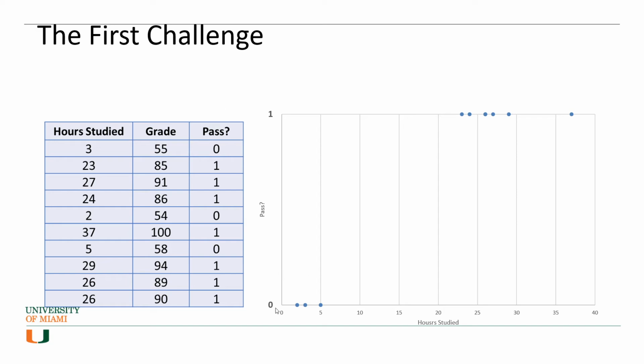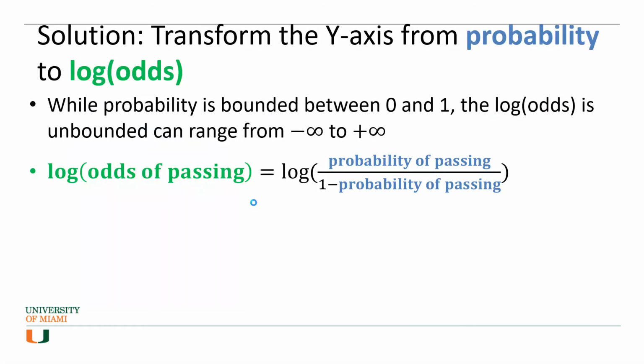So here, when we're looking at the outcomes, there is a bounded variable, the binary outcomes. There are only 2 outcomes, right? So that is the first challenge that we have to deal with. And the way that we deal with that challenge is to transform the y-axis from probability to log odds. And the unique thing about the log odds is that while it is related to probability, it is not bounded between 0 and 1, and it can actually go from negative infinity to positive infinity.